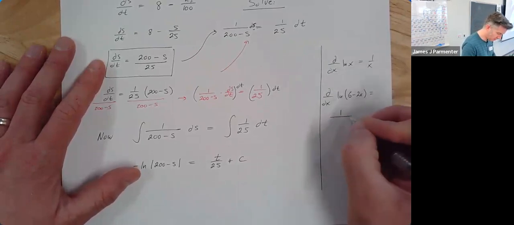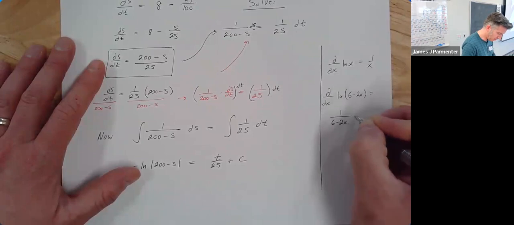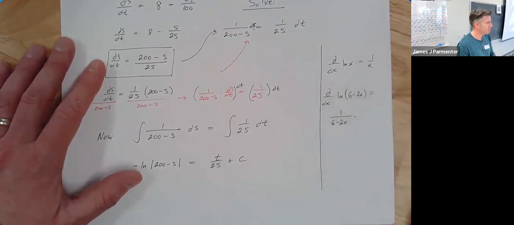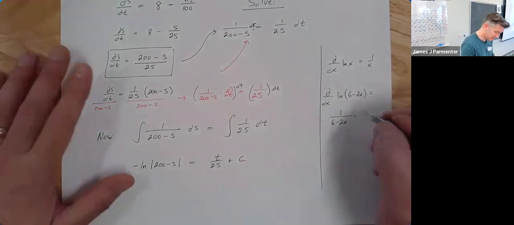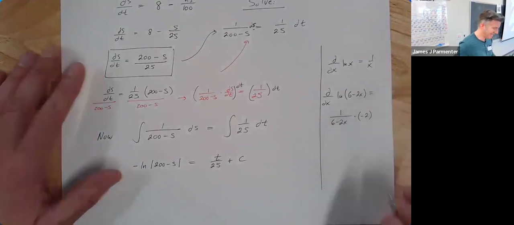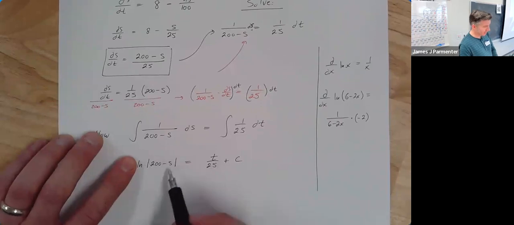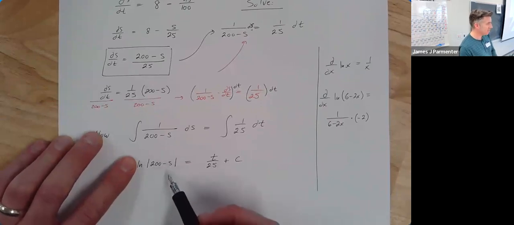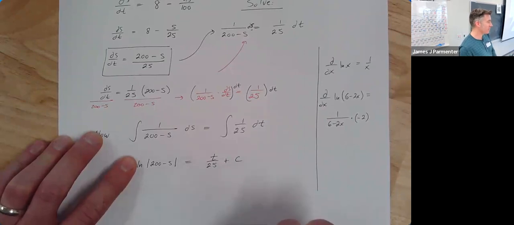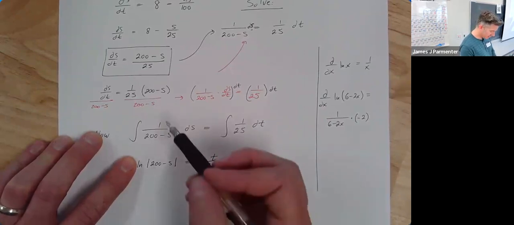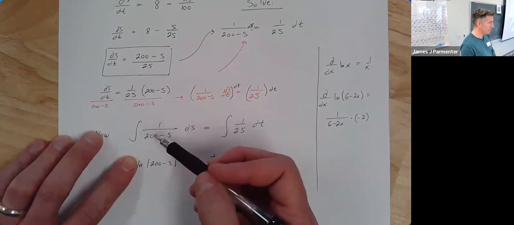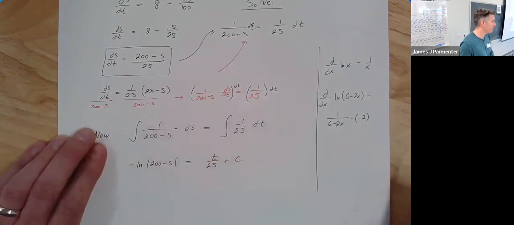Well, it's still 1 over 6 minus 2x. What do I have to multiply by, though? Which is? Exactly. So the reason we need this negative here is because if we take the derivative of the natural log of 200 minus s, its derivative would be 1 over 200 minus s times the derivative inside, which is -1. Since I don't have a -1 up here, I need a negative there to account for that negative.